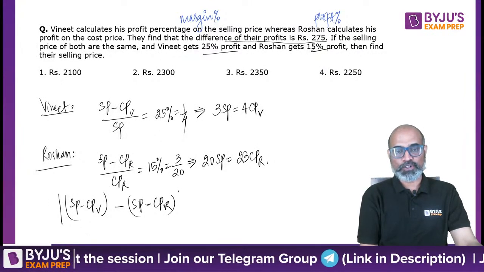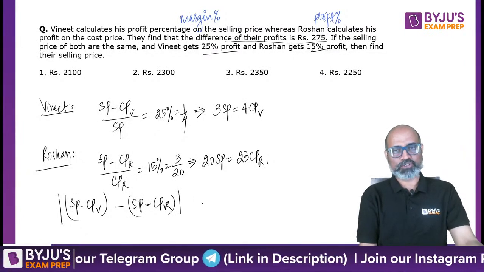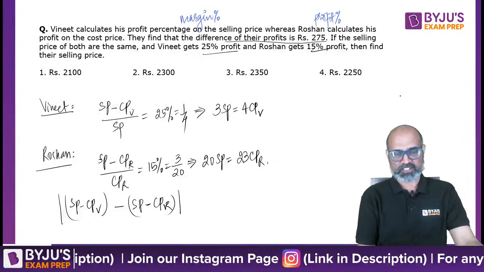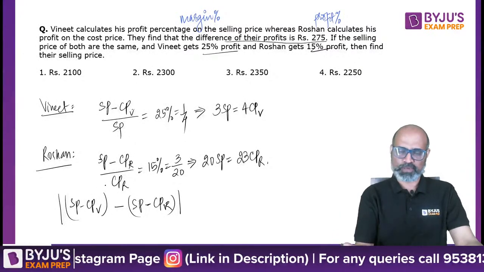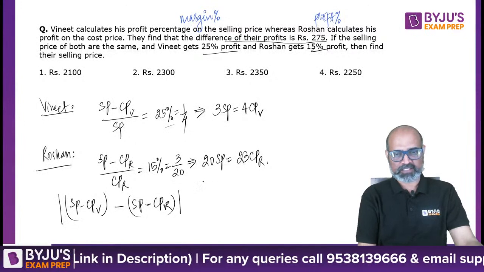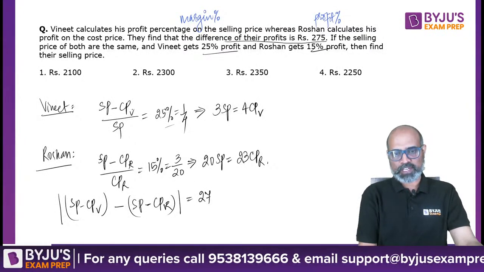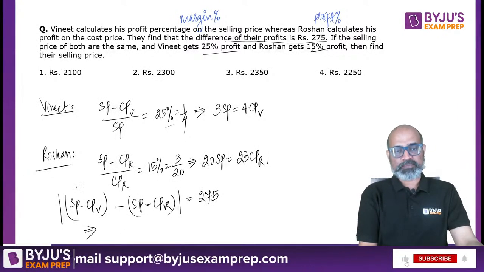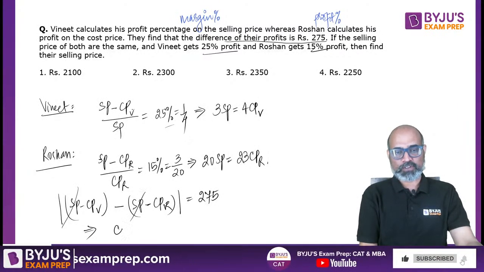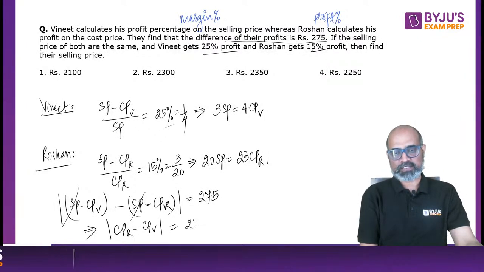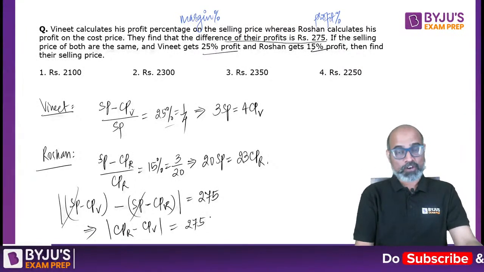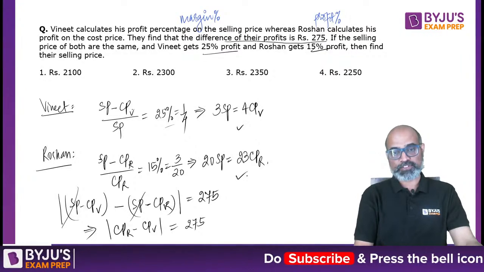This difference, we don't know which one is larger as of now. Well, of course, you guys can understand that it's larger in the case of Vinith because the selling price is larger, the denominator is larger, so it should be a larger value. Overall profit percentage is larger. But let's say if we don't know, so we can say that this is 275. So selling price and selling price will cancel out. We'll be left with cost price of Roshan minus cost price of Vinith. The mod of that is 275. So we don't know which one is larger. That's why we have the modulus. Now we have 3 equations and we have 3 variables.